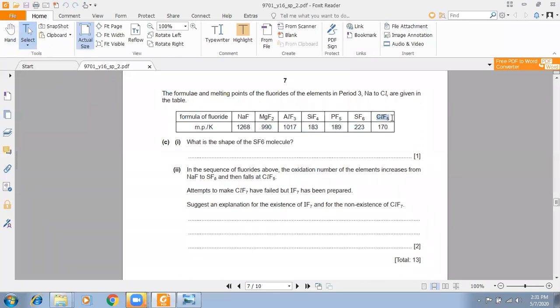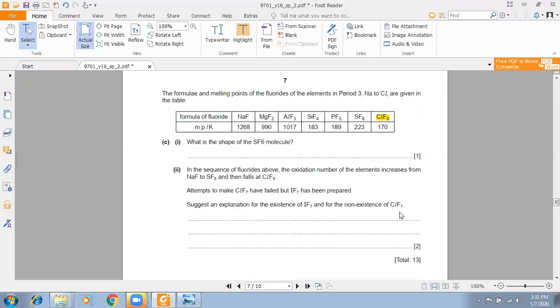Chlorine pentafluoride, you can see it. I have highlighted this one, chlorine pentafluoride. From sodium fluoride to sulfur hexafluoride, it is increasing, but it should be ClF7. Instead of ClF7, it is becoming ClF5. So that is a big question: why is it not ClF7? It is ClF5. Attempts to make ClF7 have failed, but IF7 has been prepared. Suggest an explanation for the existence of IF7 and for the non-existence of ClF7.